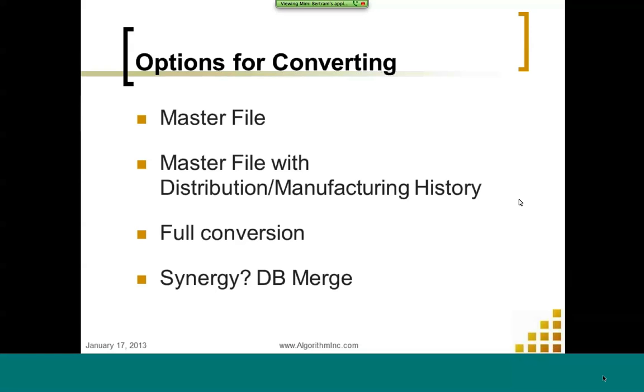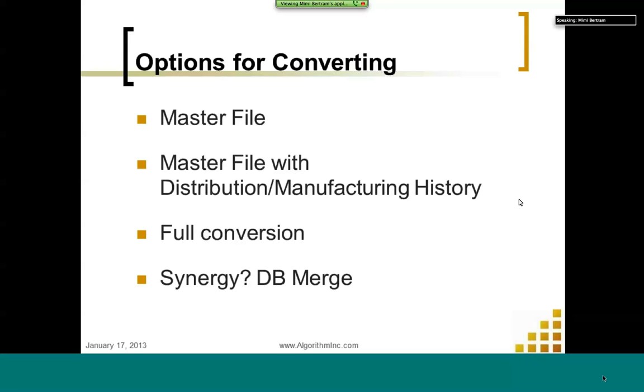You have a master file conversion, which just takes over the master files in Progression: customers, vendors, items, product structures, and we'll go through the next couple of screens. I have some detail on exactly what comes over and exactly what doesn't come over, but that's pretty much what that means. You're just going to get the big files over. You're not going to get transactions or orders or anything.